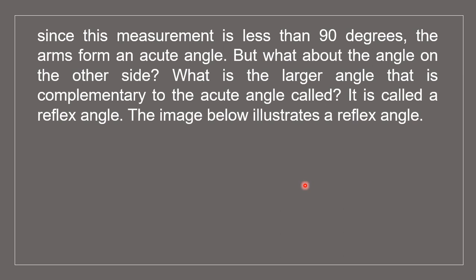Now if the measurement is less than 90 degrees, the angle forms an acute angle. But what about the angle on the other side? As in the previous slide we have taken the example of an acute angle where the angle is less than 90 degrees. So what about the other part of that angle? That is the part which is more than 90 degrees, and you can say that is the reflex angle.